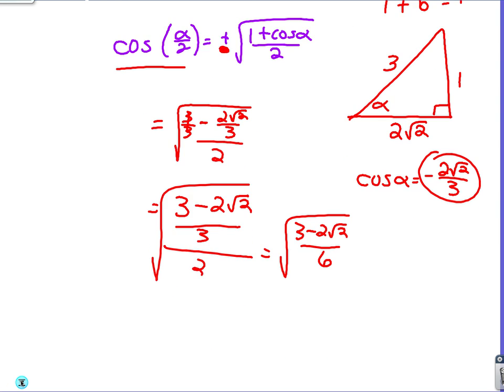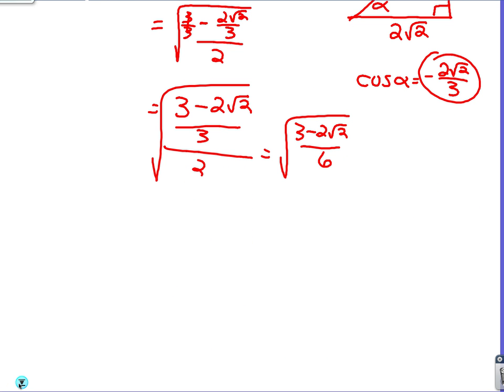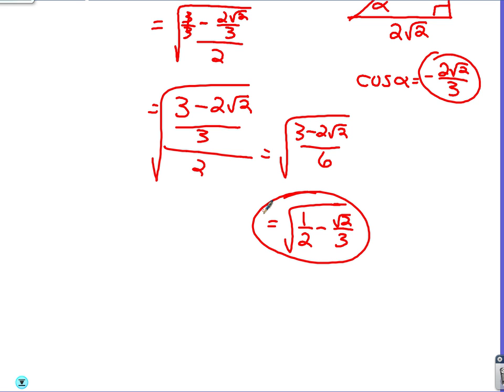Let's see if we can clean that up any. Let's actually clean it up here. I don't care if you leave it as, let's talk about the different ways we could leave it. We can do 3 over 6, which is a half, minus root 2 over 3. I'd be okay with that. If you want to, you can split it and rationalize it. That's the square root of 3 minus 2 root 2 over the square root of 6.